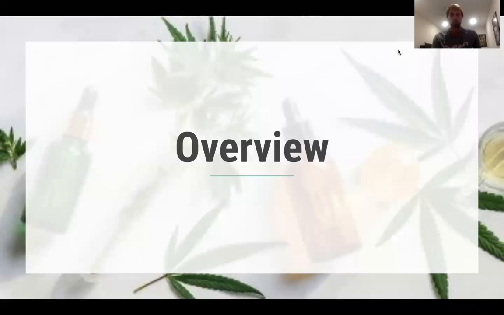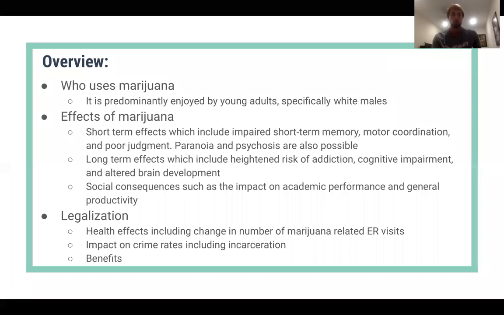So overview. Here's a brief overview of what we will learn from this presentation. We'll begin by introducing the drug and its primary users. So who uses marijuana? Marijuana is one of the most popular recreational drugs and is enjoyed by many, but is predominantly used by white males within the ages of 18 to 29.